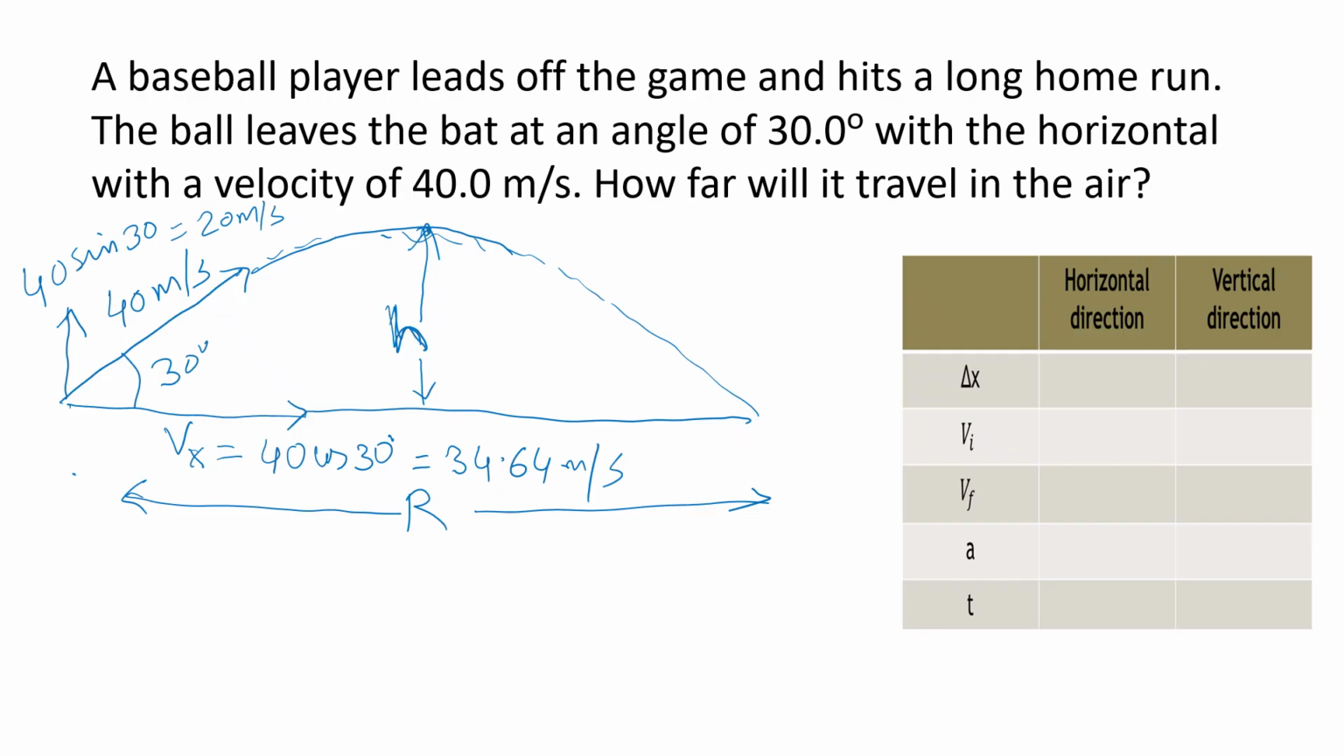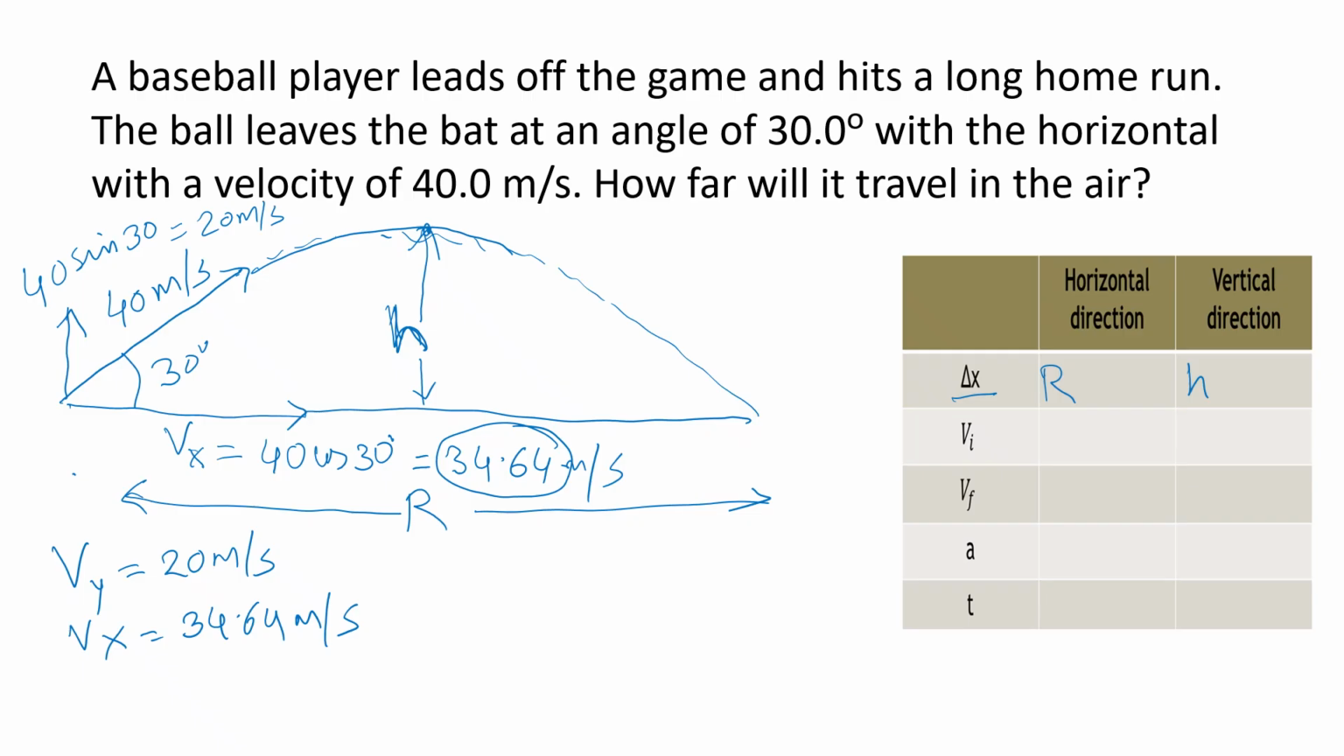And the horizontal component of the velocity, which is Vx, will help it to attain the range. So we can say that Vy, the initial vertical component of the velocity, is 20 meters per second. And Vx, the horizontal component, is 34.64 meters per second. Now, if you look at this table on the right-hand side, delta x indicates the displacement. So displacement for the horizontal direction is called the range. Displacement for the vertical direction is called the height. Vi is the initial velocity, Vf is the final velocity, a is the acceleration, t is the time.